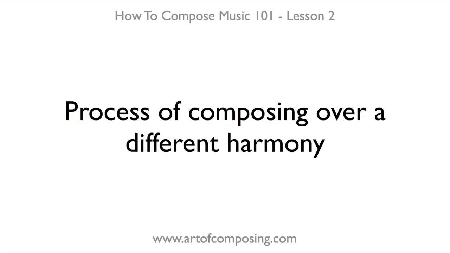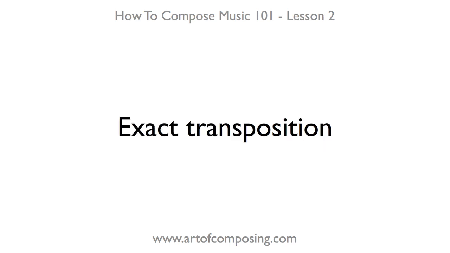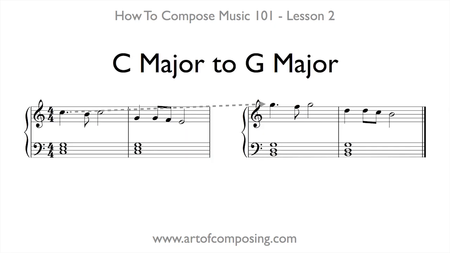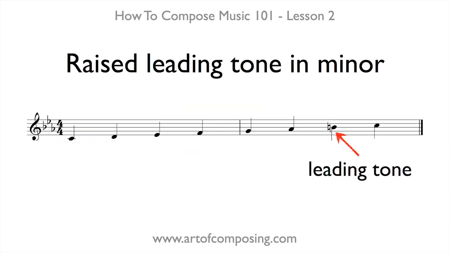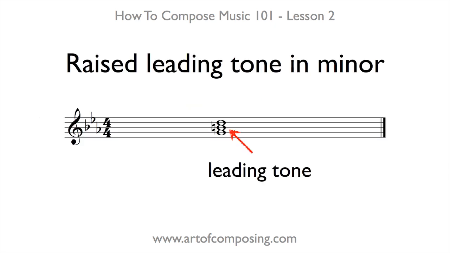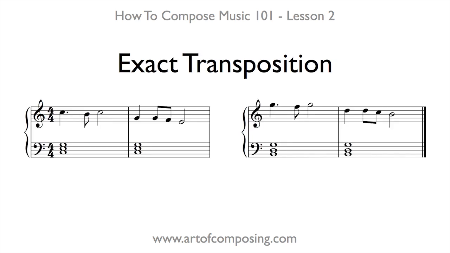Let's look at the process of changing your melody to fit a new harmony. The first method is to transpose your melody exactly as it is, but starting on a new note. So if your melody is over a C major chord and starts on a C, and your new chord is G major, then your new melody has to start on a G. From there, you'll transpose each note the same number of intervals. Remember, in diatonic harmony, you don't have to use accidentals unless it's the leading tone in minor. It should sound something like this.